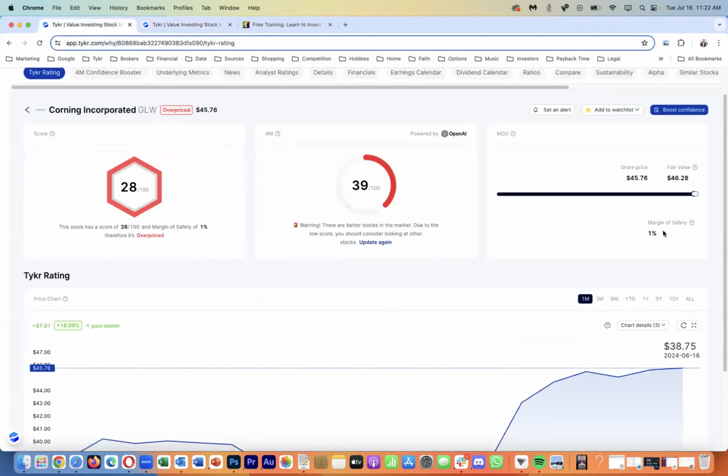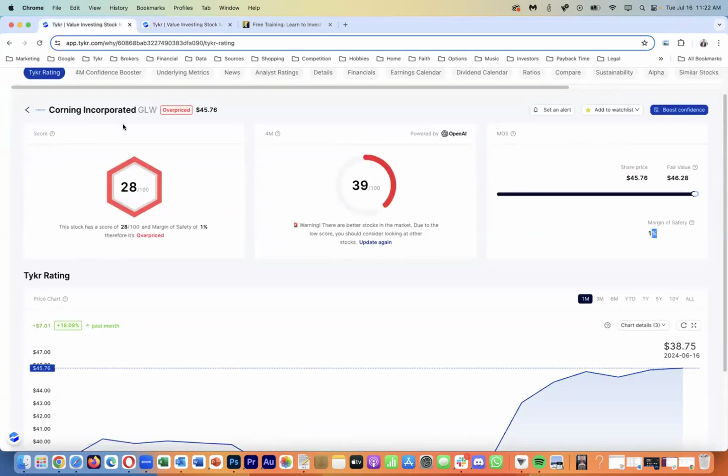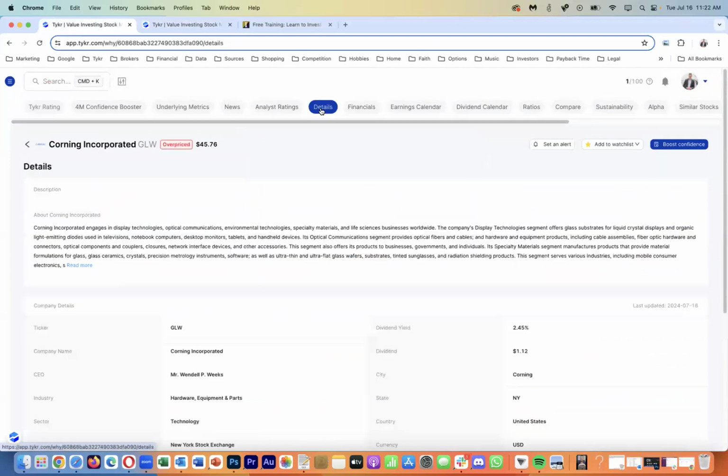And then you can see here the margin of safety, 1%. And then in the middle, that 4M is a 39. So again, if you get 59 or lower, that's like a sell. Let's see what GameStop is at. GameStop's got it beat at 48. Look at that. So I'd be very careful now with this one here. It's kind of taken off like the rocket, and typically that's emotions. Emotions are driving this at the moment.